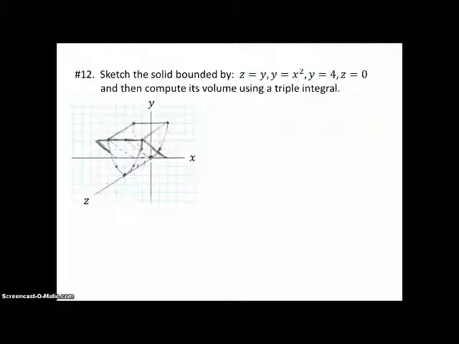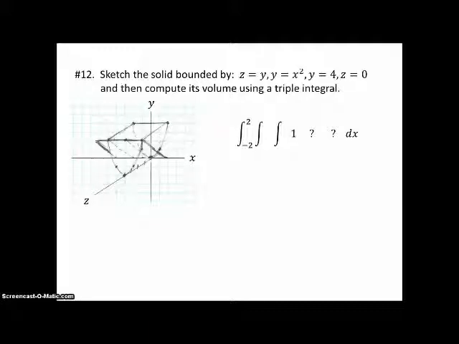So the solid that we're computing the volume of is above the plane z equals y, below the plane y equals 4, and then trapped on the xy plane by the parabolic region. So it's the top half of my drawing. And so now we're going to set up our triple integral.